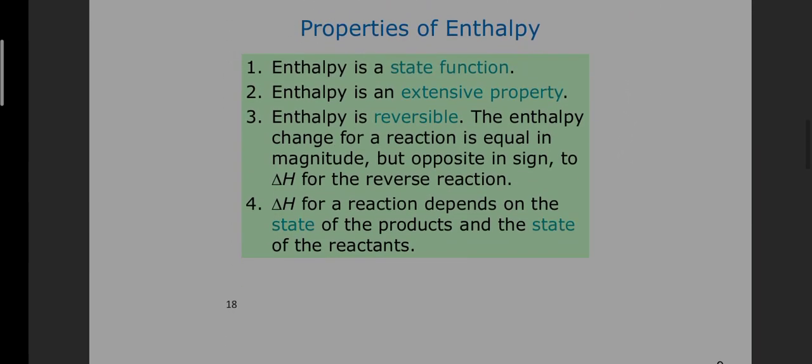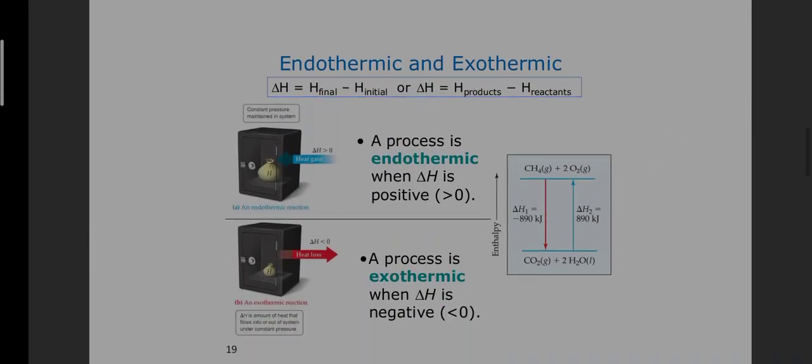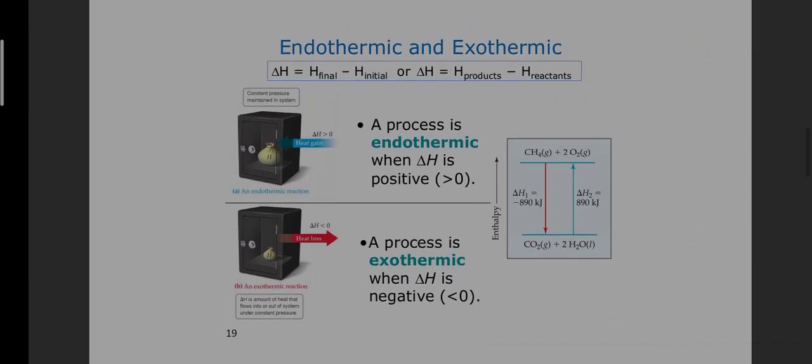Properties of enthalpy. Enthalpy is a state function. Enthalpy is an extensive property. Enthalpy is reversible. The enthalpy change for a reaction is equal in magnitude but opposite in sign to del H for the reverse reaction. Del H for a reaction depends on the state of the products and the state of the reactants.